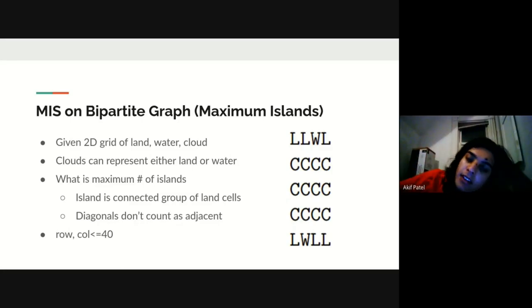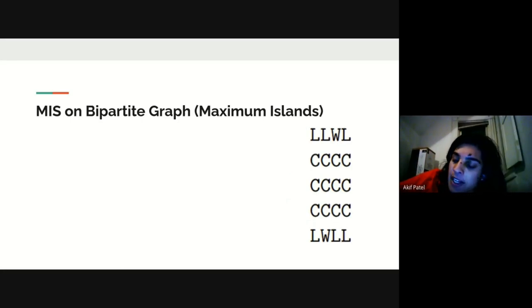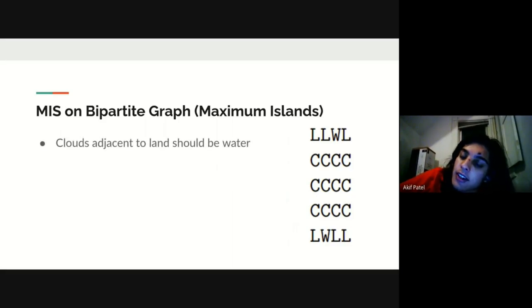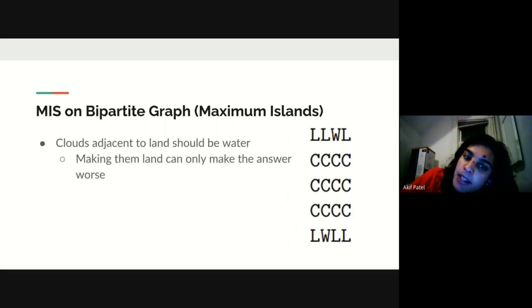Yes, exactly. Thomas has the first big observation. Clouds adjacent to land should just be water, because making them land can only make the answer worse. Adding a land square next to another land square cannot increase the number of islands, but it can for sure decrease it by connecting two islands. So you may as well just make them water.